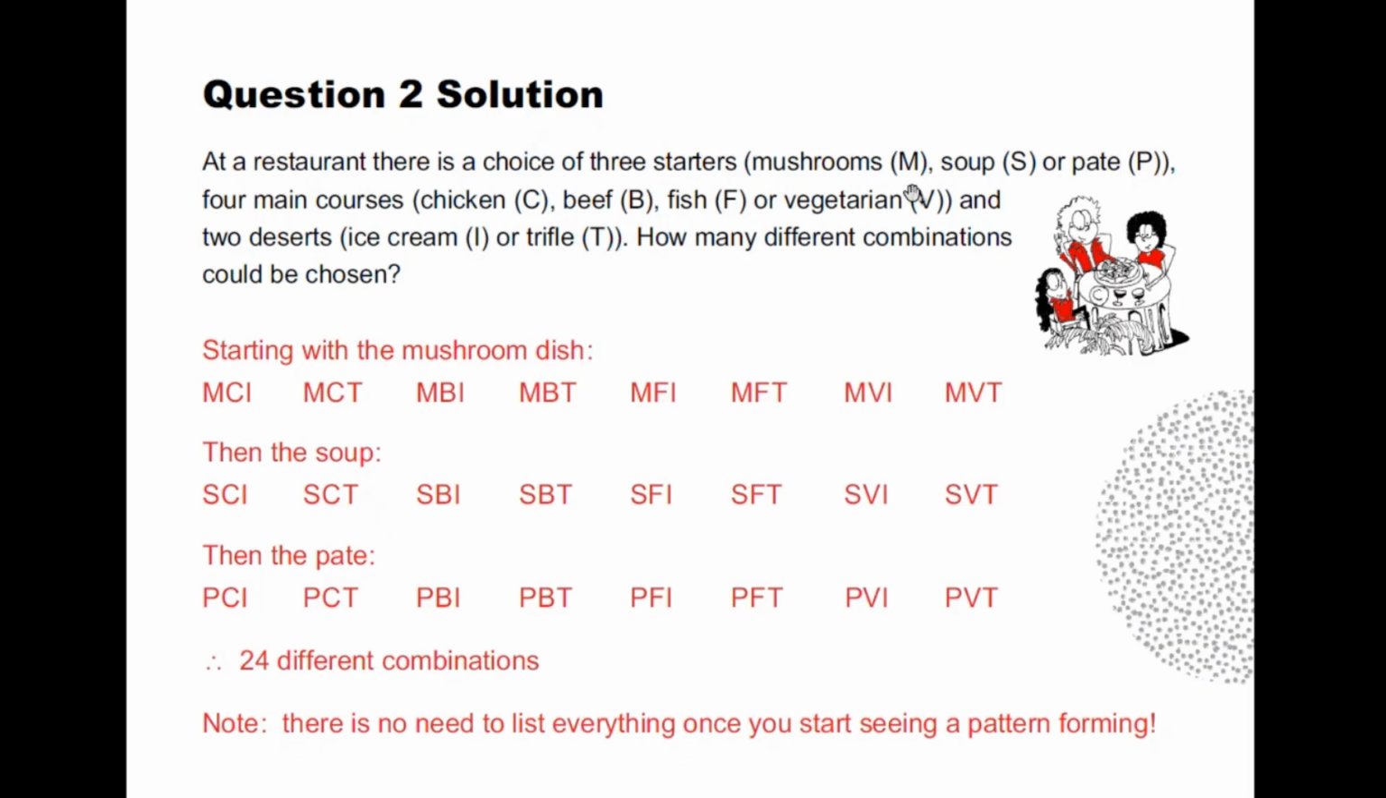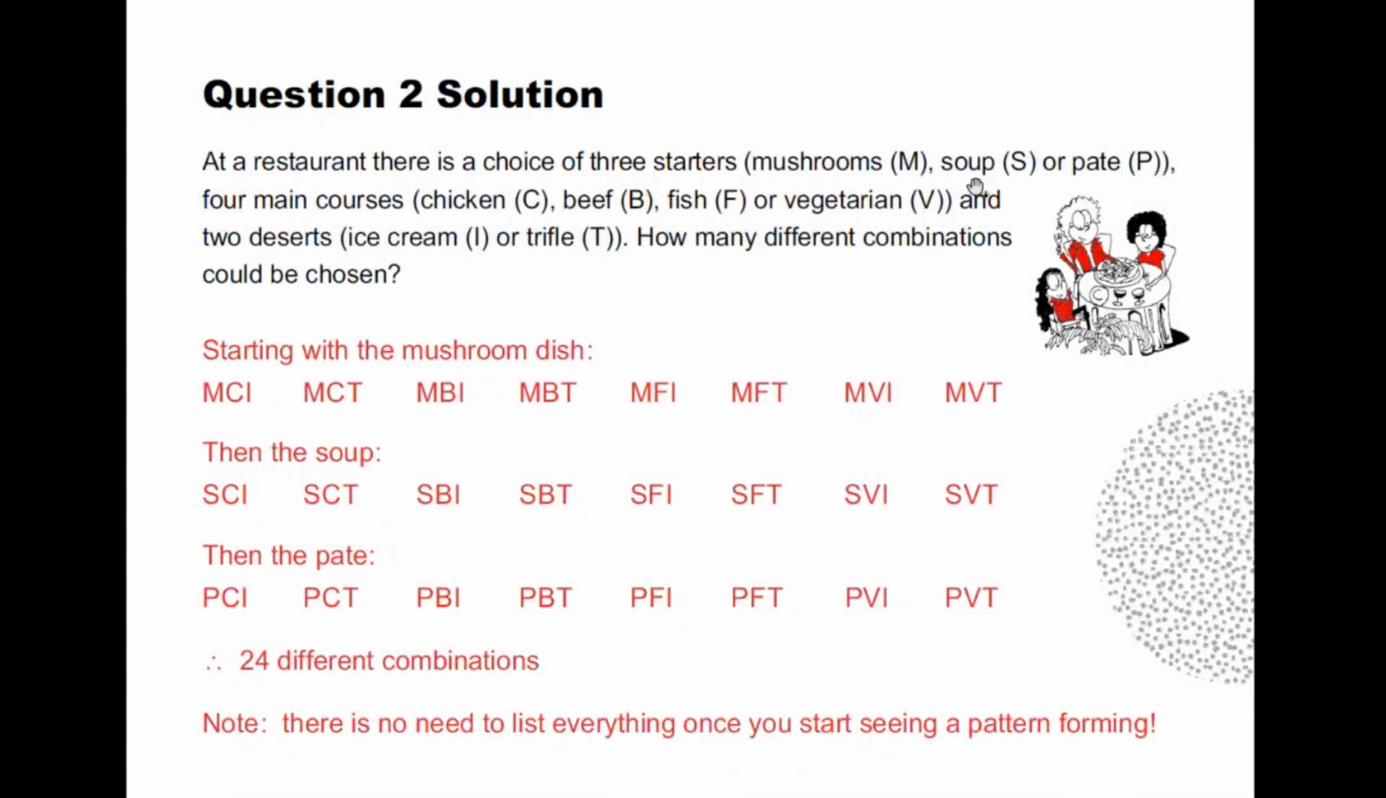If you have mushroom with the fish, then it could be with the ice cream or the trifle. Mushroom with the vegetarian, it could be with ice cream or trifle. So mushroom and chicken, there were 2 options, ice cream or trifle. Mushroom and beef, 2 options. Mushroom and fish, 2 options. Mushroom and vegetarian, 2 options. In other words, we've got 2 with the chicken, 2 with the beef, 2 with the fish, 2 with the vegetarian. So that's 8 different options.